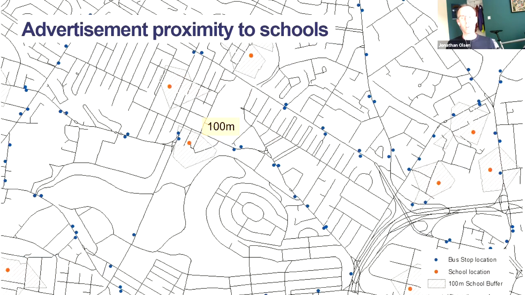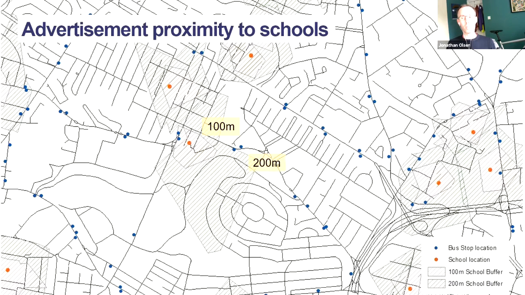So firstly, we drew a 100-metre network buffer around the school location and gave each of the bus stop locations a yes/no binary outcome of whether it was close to a school. So you can see here in the centre next to this 100-metre sign, there are two little blue dots which were within 100 metres of the school. So they'd be categorised as yes, they're within the school buffer. And in our later analysis, we were able to do some modelling to explore what was being advertised for those advertisements within 100 metres.